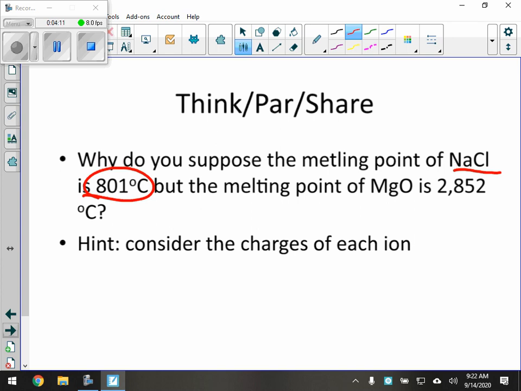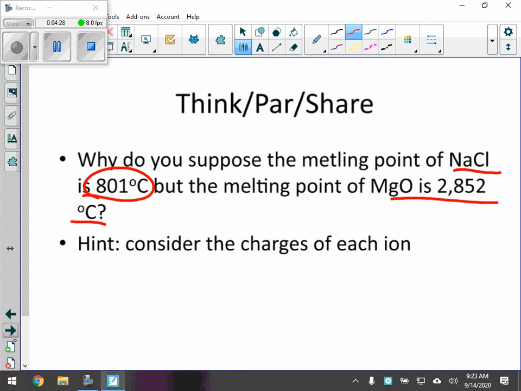So quite a bit. And then MgO, as we know, magnesium oxide, is 2,800 Celsius, all right? That's a lot of energy, right? So that, I don't even know how to explain that to you. That's just really hot, all right?